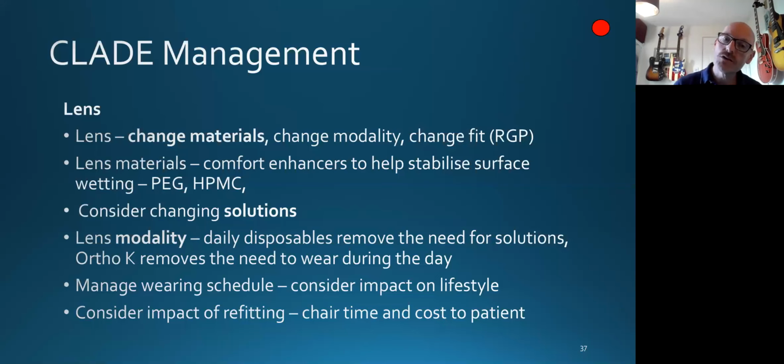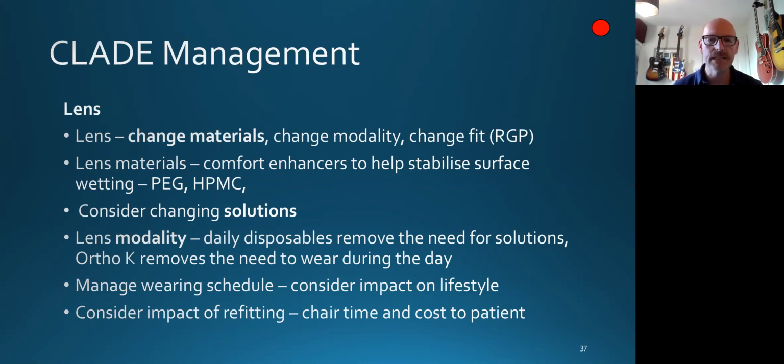Consider changing the solutions as well. The majority of the solutions that we have available to us at the moment are based around polyhexanide. So we have less choice than we used to have on lens disinfectants and preservatives. Again, that's an area that you can investigate and look for products that have really interesting or innovative comfort agents incorporated into their formulations.